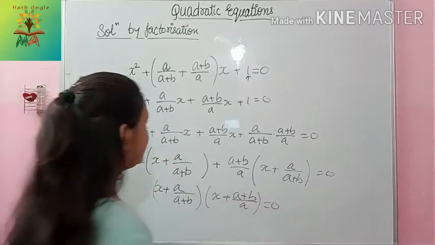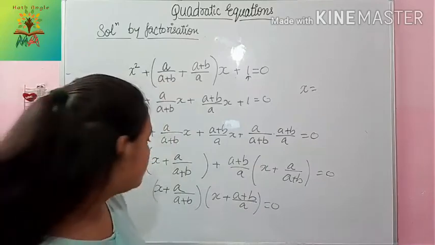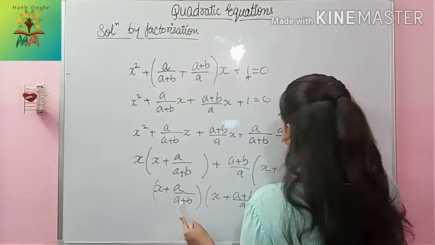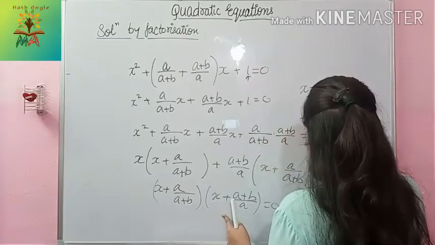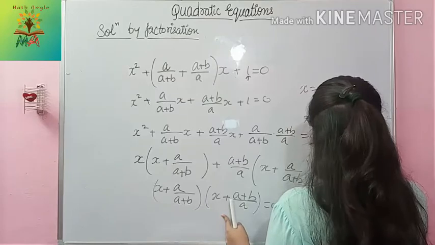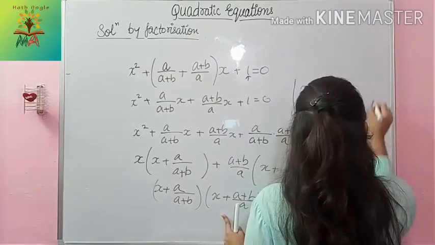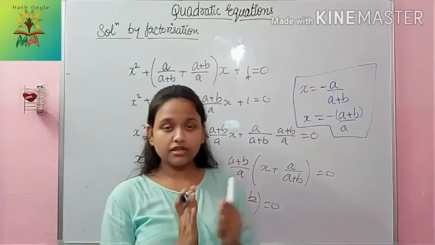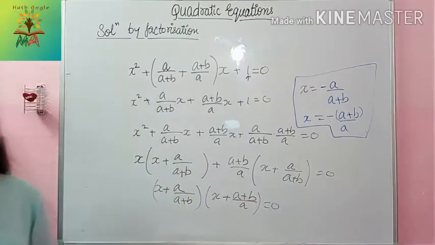So this means that x is minus a upon a plus b or x is minus a plus b upon a. So these zeros are the solution for the given equation. Please note it down.